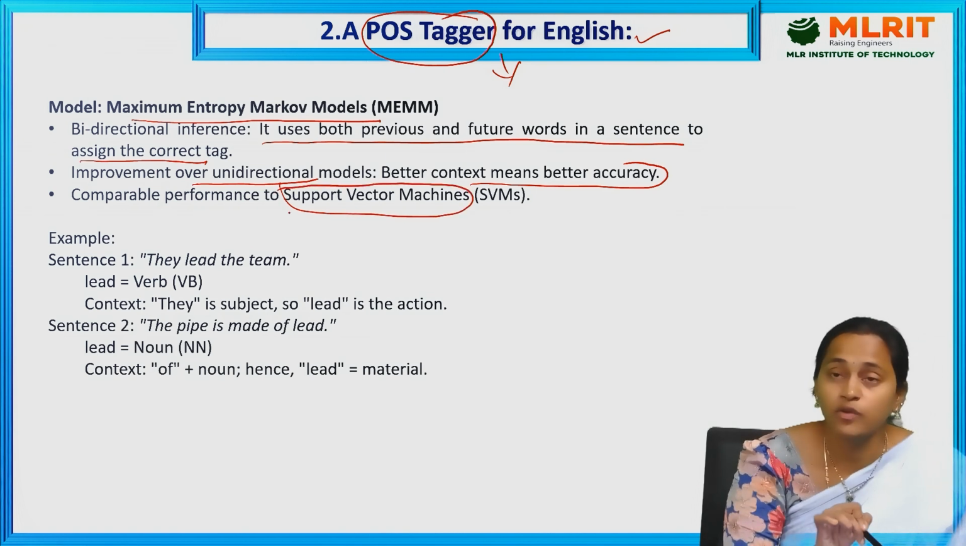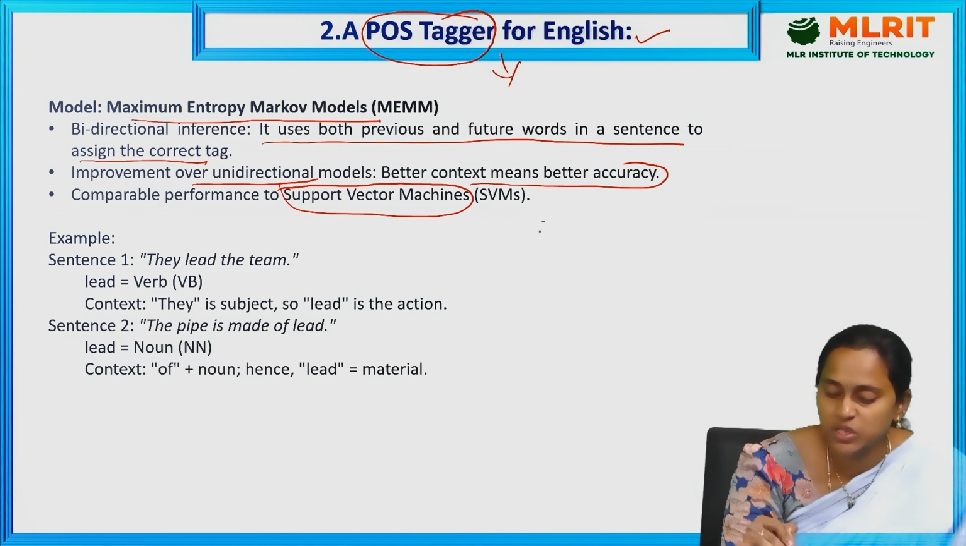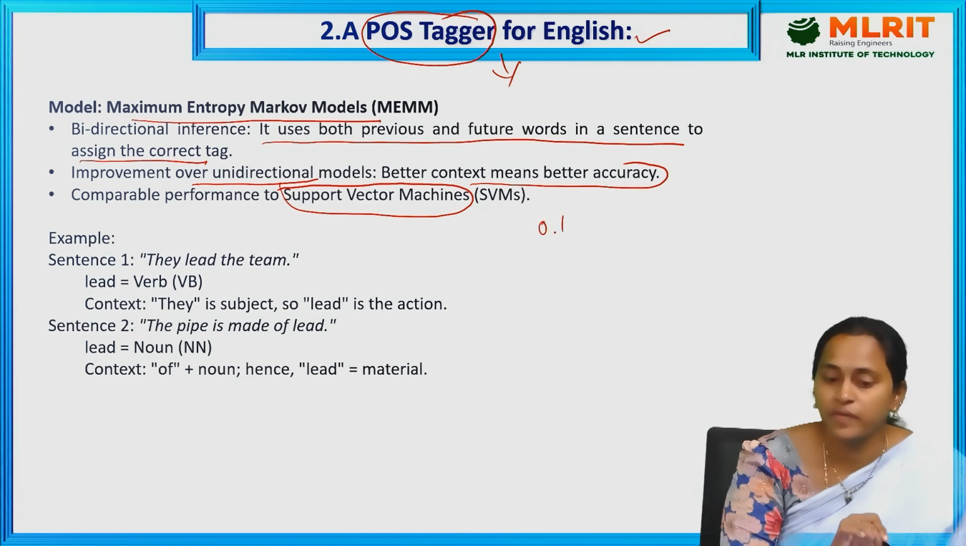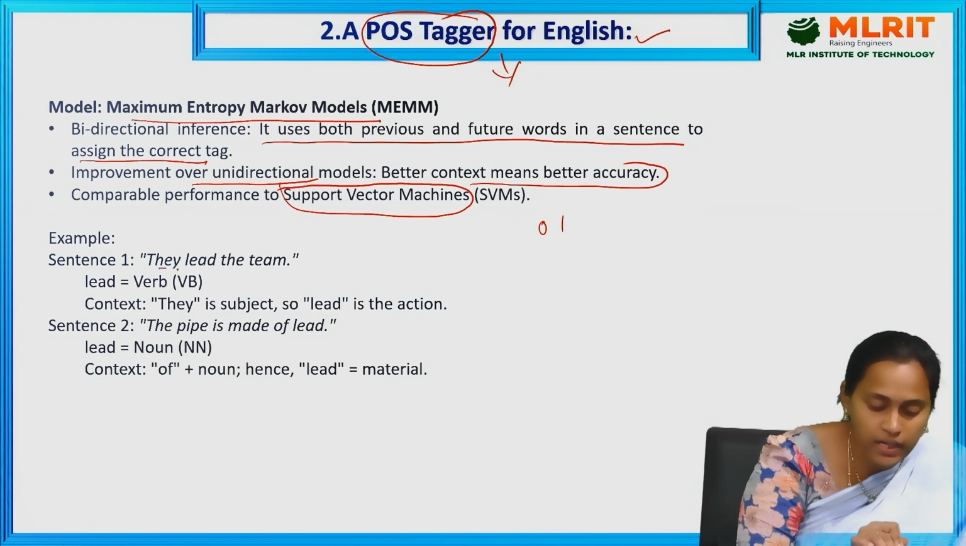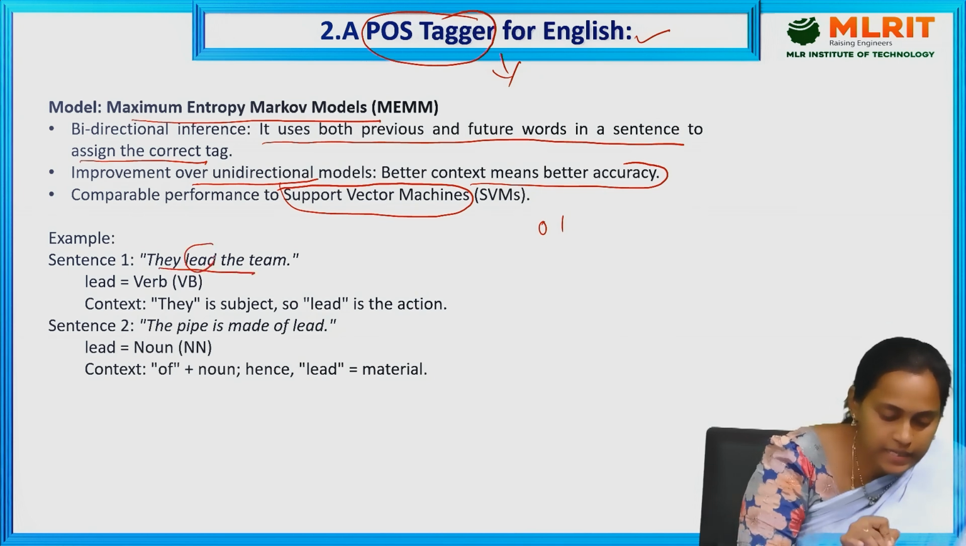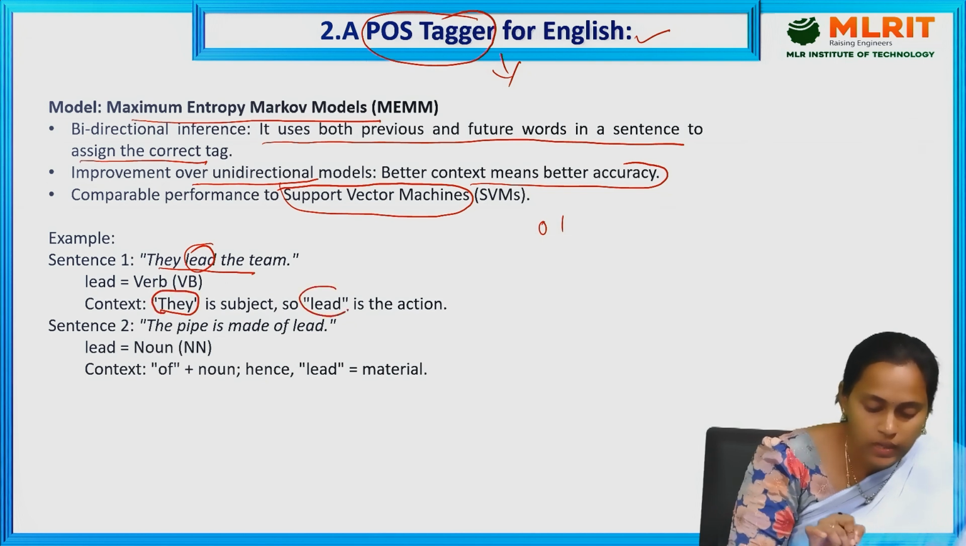Here, right, we have to find out the English features we discussed in previous videos, TF-IDF, how to find the TF and vectorization. TF-IDF vectors mean 0, 1, like this. We have to find out the vectorization. See the example here: "They lead the team." Here lead is a verb. The context is that "they" is a subject according to the surrounding text, followed by a word, so lead is the action.